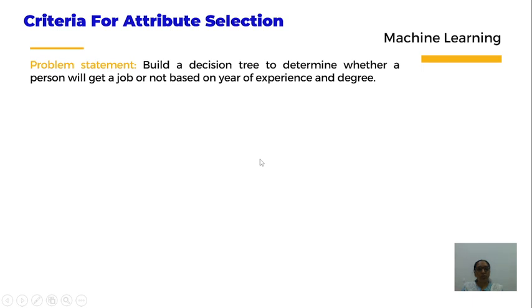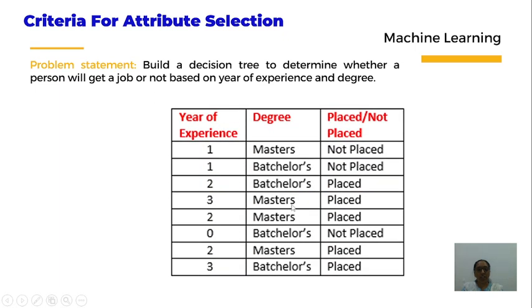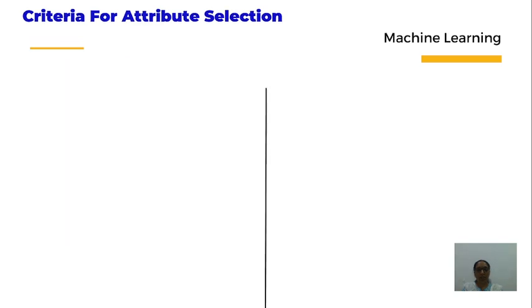Now similarly, for understanding the attribute selection criteria, we will take another example. Here we want to build a decision tree to determine whether a person will get a job or not, based on the years of experience and the degree. Based on that, we will check whether the person is getting placed or not. This is a sample generated data set for example understanding purposes.